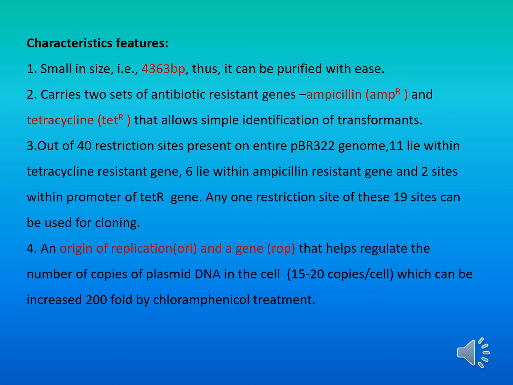Now the vector contains an origin of replication and a gene rop, which encodes a protein that helps in the regulation of the number of copies of the plasmid present in the cell. This plasmid has a copy number of 15 to 20 per cell. Copy number is the average number of plasmids present in a cell. This plasmid number can be increased by chloramphenicol treatment.